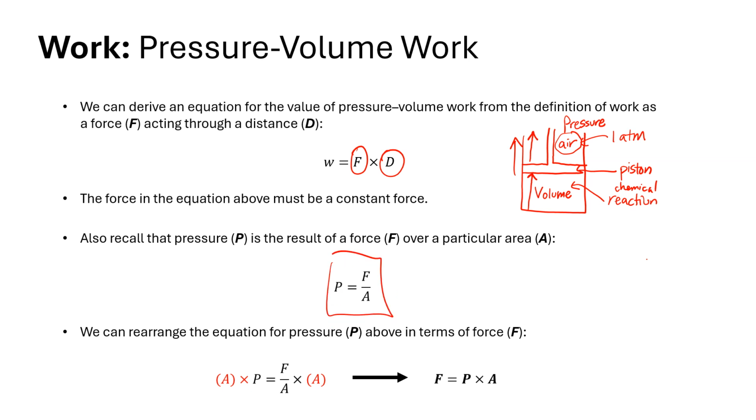Now, we can solve for the force if we rearrange the equation. Notice how we rearrange the equation over here. We multiply both sides by area, and we get force equals pressure times area. And you're going to see where I'm going with this. You could probably already tell. If the work is equal to some force times the distance, but we just defined force in terms of pressure, why don't we take pressure times area and plug it into the work equation? I'm going to do that on the next slide.